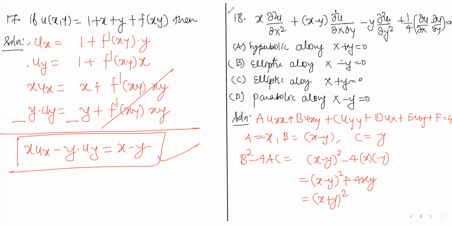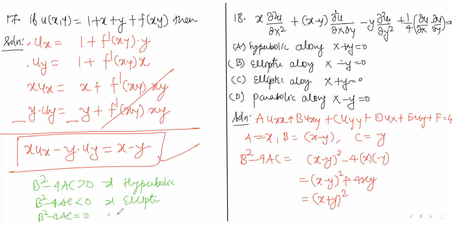And now I should know all three conditions: if b square minus 4ac is greater than 0, then the given PDE is hyperbolic. And if b square minus 4ac is negative, the PDE will be elliptic. And if it is 0, then it becomes parabolic. So (x plus y) square, we already know that it is always greater than or equal to 0.